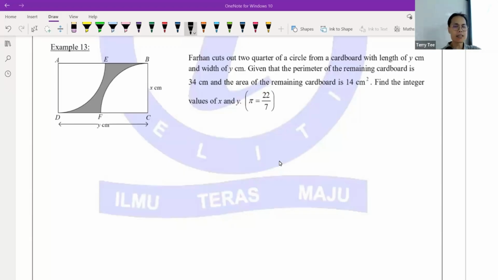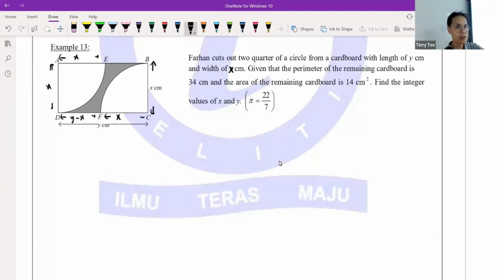Example 8.13. A parang cuts out a quarter of a circle from a cardboard with length y and width of x. Okay, I found a mistake. The perimeter of the remaining cardboard is 34 and the area of the remaining cardboard is 14. Find the integer values of x and y. First of all, if this is x, we know that this is also x, isn't it? So that makes this length what? Y minus x. In fact, you can repeat the same thing. This is also x.